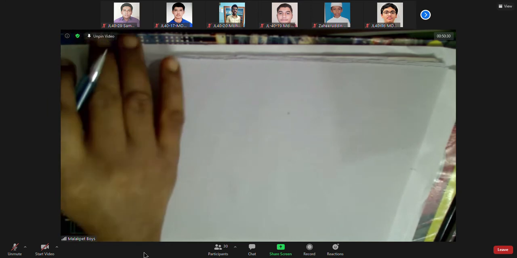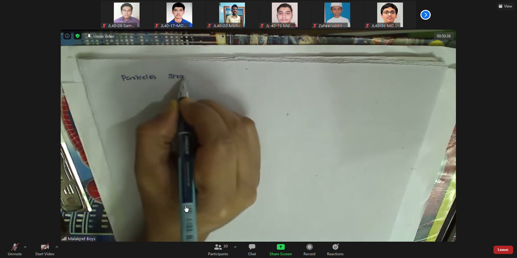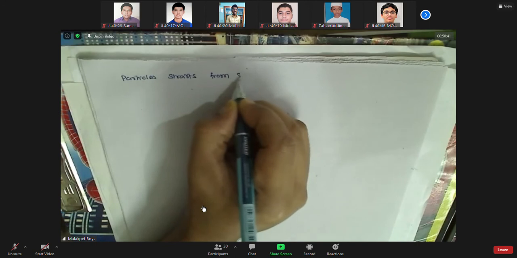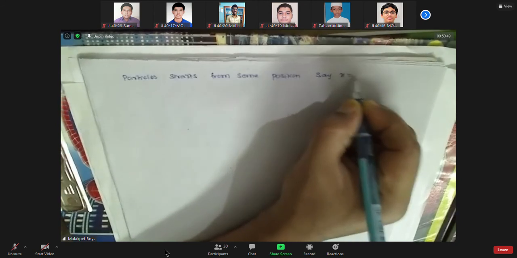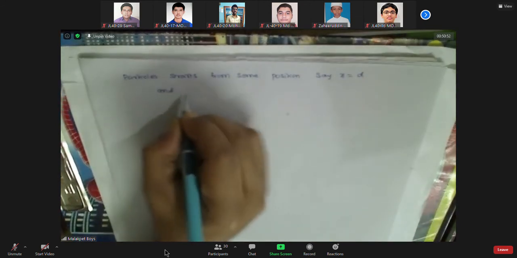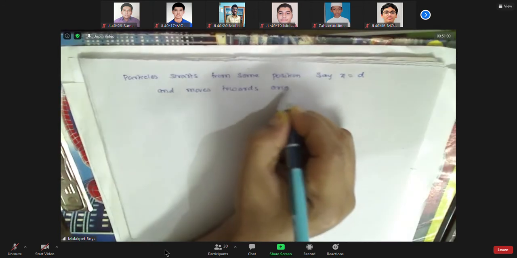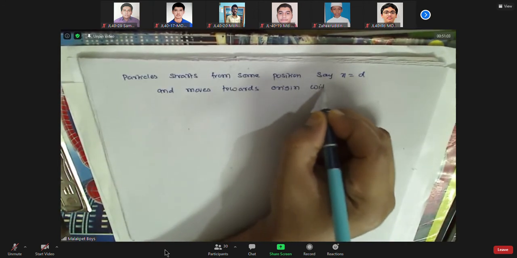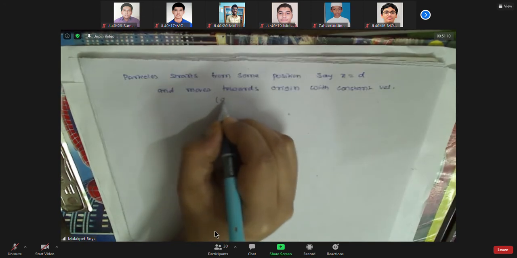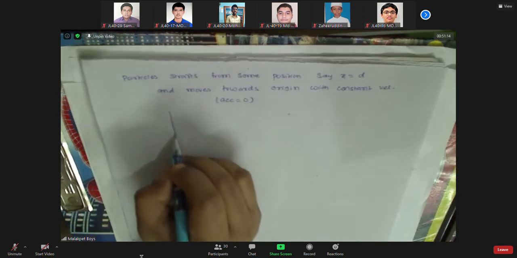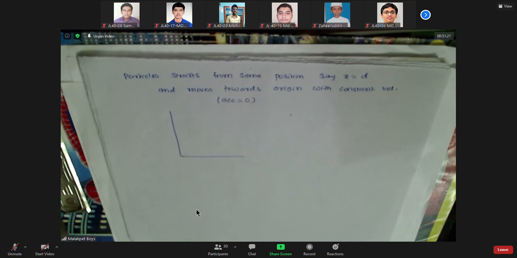Now suppose the particle starts and moves towards the origin, okay, with constant velocity. Understood this?